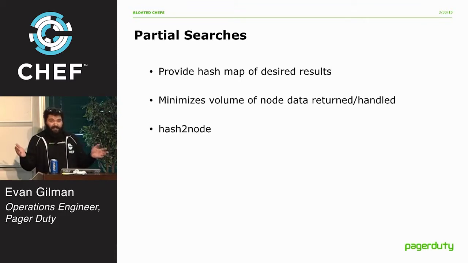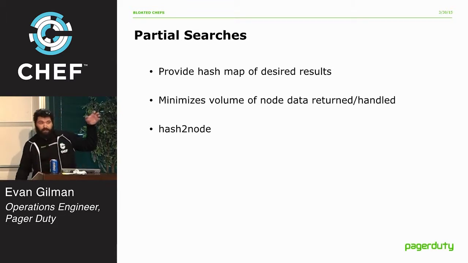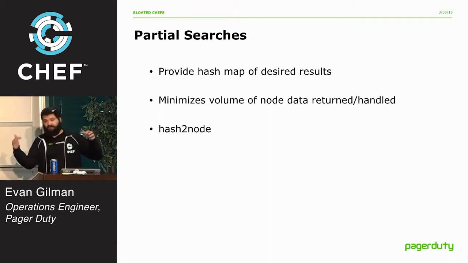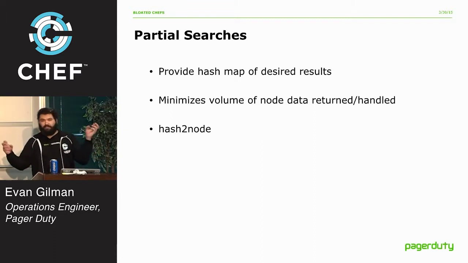So the answer to that was hash to node. We wrote a method called hash to node that basically takes a hash as input, constructs a blank node object, and shoves all the attribute data into the node object, and then returns the node object. So now we can take that data from the partial search, create a proper, partially created node object out of it, and pass it to whatever helper methods we need.